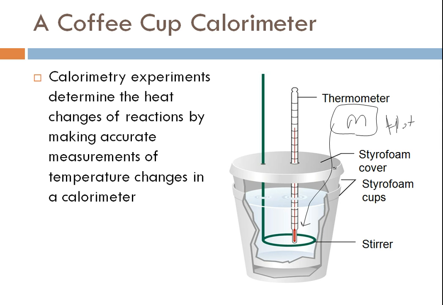And based on how high the temperature of the water goes, we can calculate out what the initial temperature of the metal must have been, which is very difficult to determine otherwise. You can't just stick a thermometer into a hunk of metal and then figure out how warm that metal is. Instead, we can do this indirect calculation and get very accurate results.